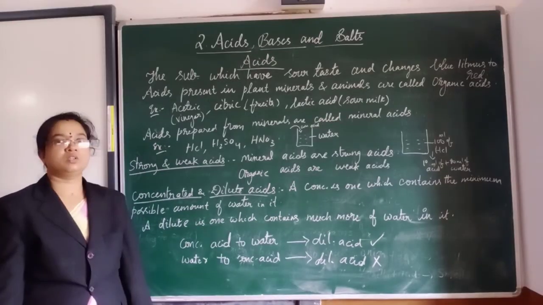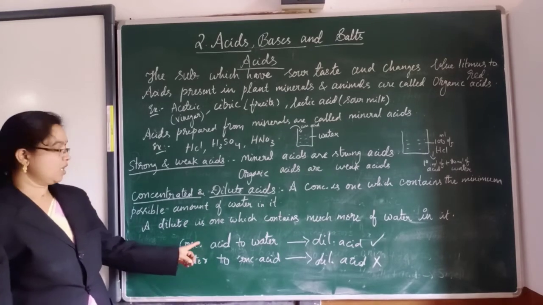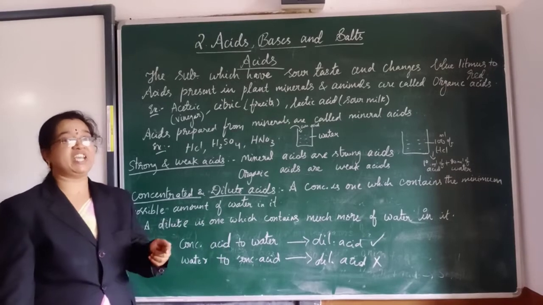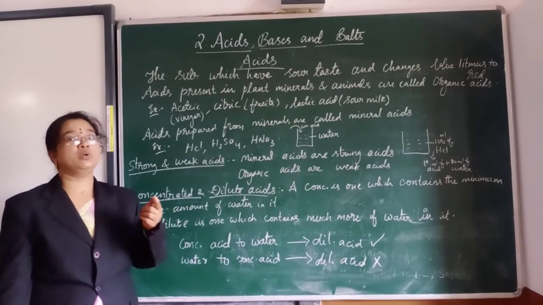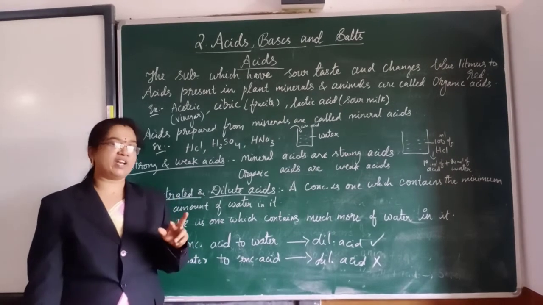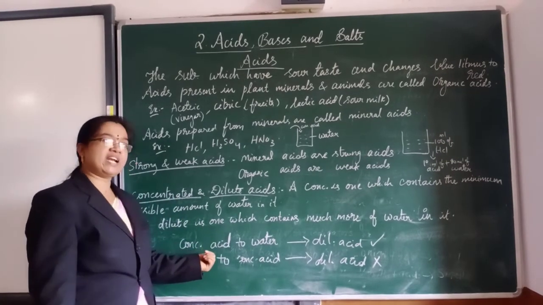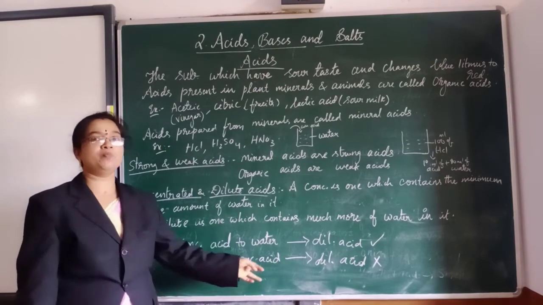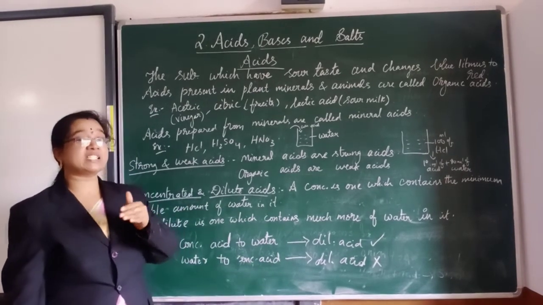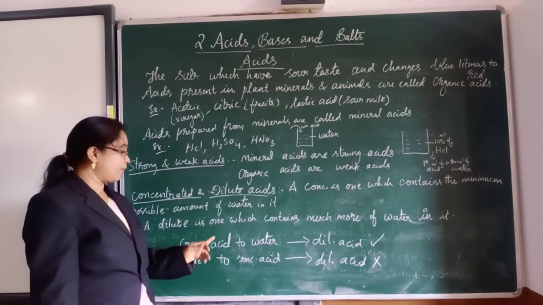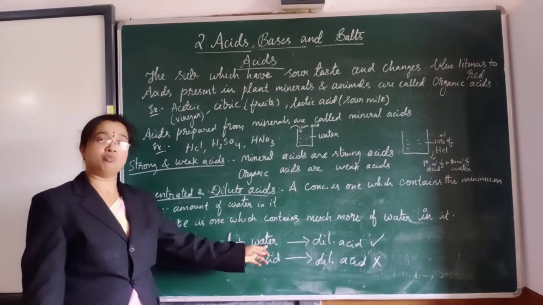Okay. So after that we will see how we change concentrated acid to dilute acid. So here there are two ways. One method is we can add acid to water, and another method is we can add water to acid. But which one is the correct method? See here. Always remember that we have to add acid to water.